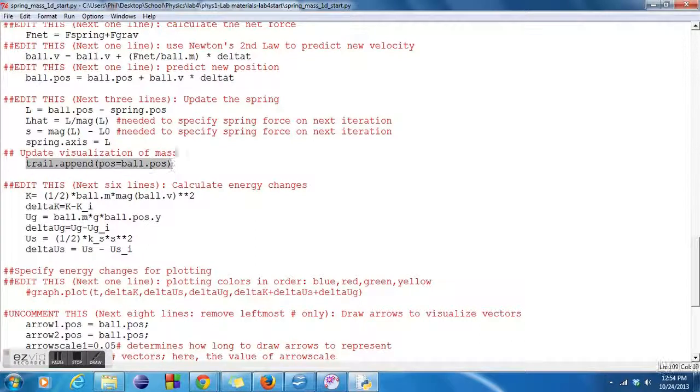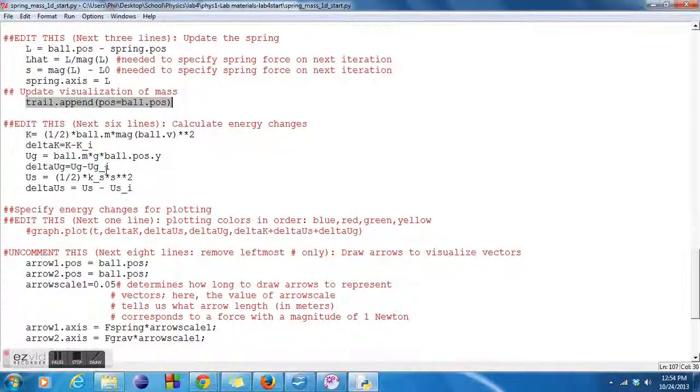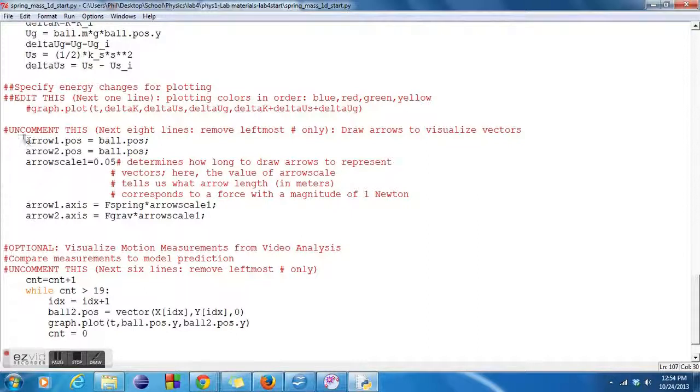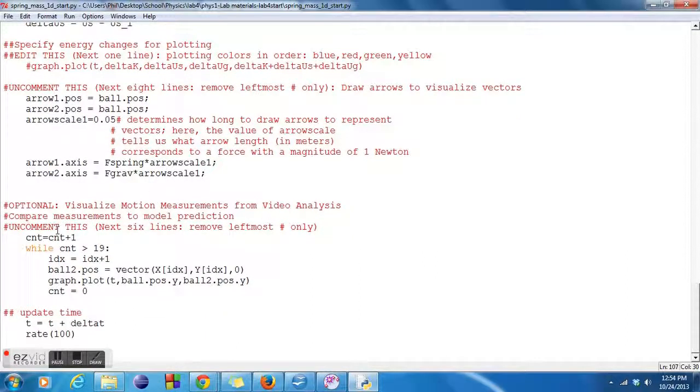We then update the spring and use trail dot append to draw the difference in the spring. Below that, we're updating our energies using what we just found above when we were calculating Newton's second law. Then we update arrow position for the model. Spring force will be in blue, and gravity force will be represented by a black arrow.